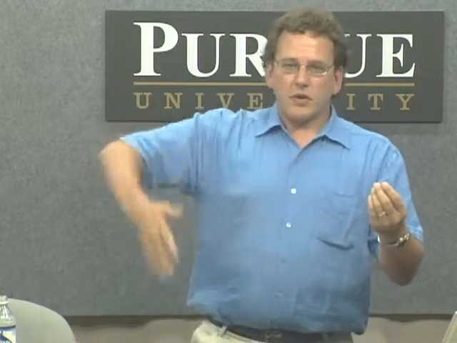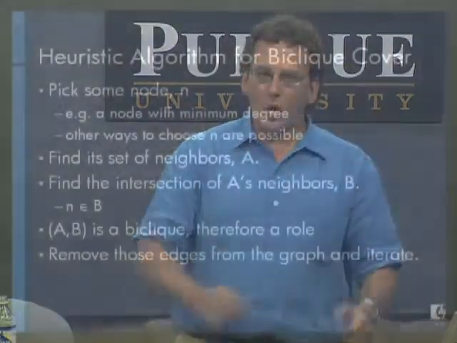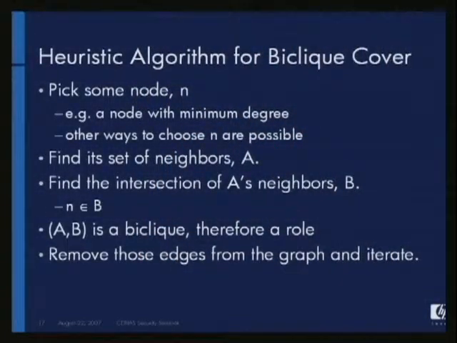All right, so I find that node, I find its set of neighbors A, which is, let's say I pick a user, then I find all the permissions that that user has. That's straightforward. And then I find the reverse intersection of those permissions. So I look at the permissions and I find all the users that have that complete set of permissions. That's some set B. Now I know my original node n has to be in that set B because it had all these permissions. And then therefore I can call AB a biclique and therefore a role, and I remove those edges from the graph and I iterate.